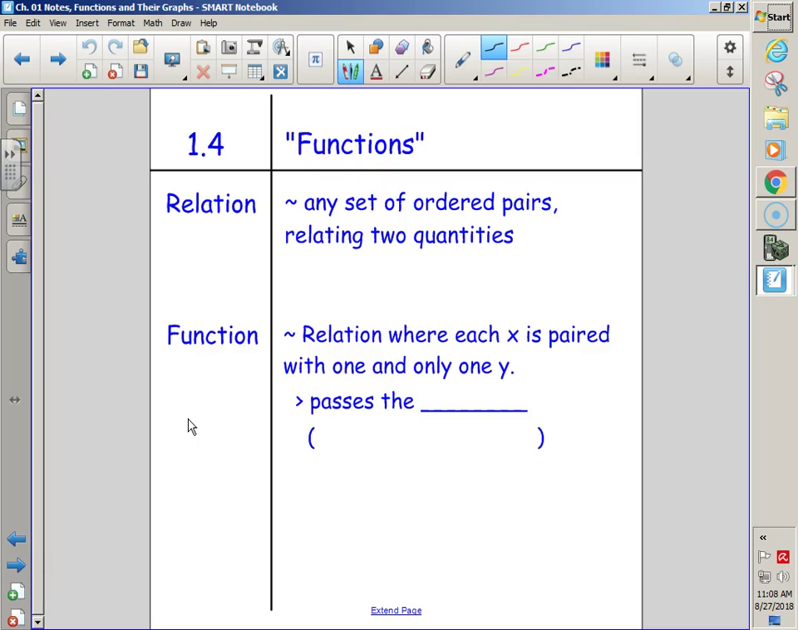Here we go. Old school, like Algebra 1 stuff. A relation is any set of ordered pairs relating two quantities. But here's where it gets a little bit tricky. The two quantities part, don't worry. You didn't have to skip a line per se. It'll fit off to the side if you need to. Or just draw a little arrow.